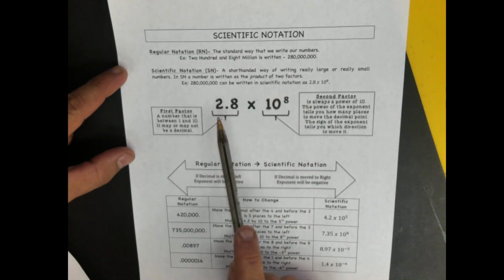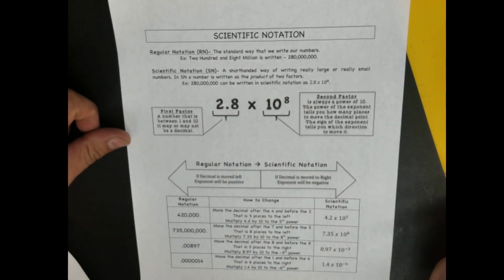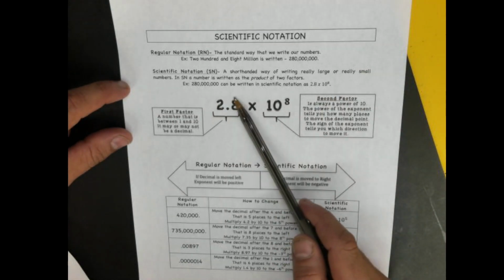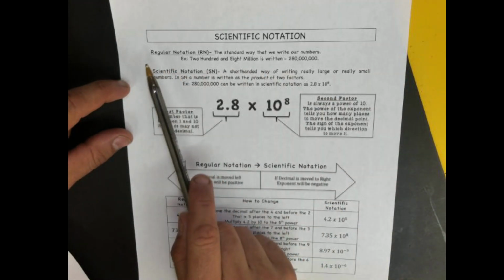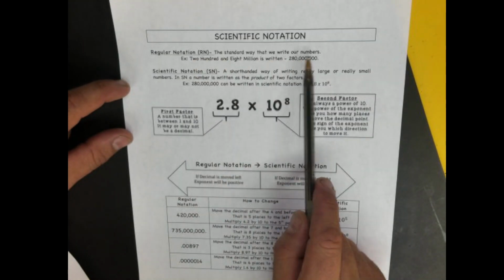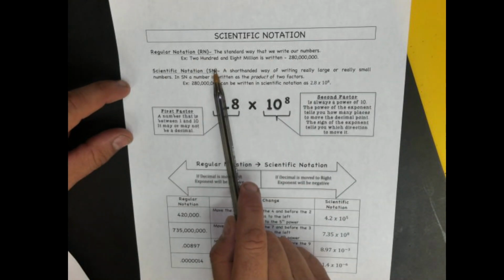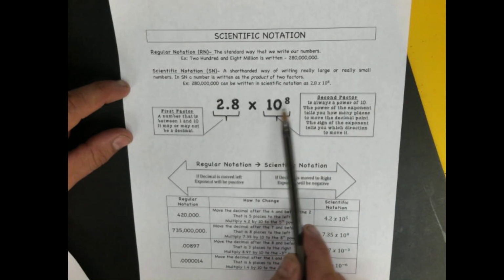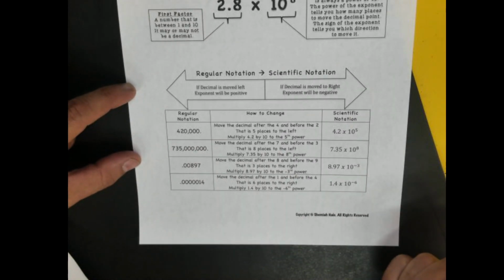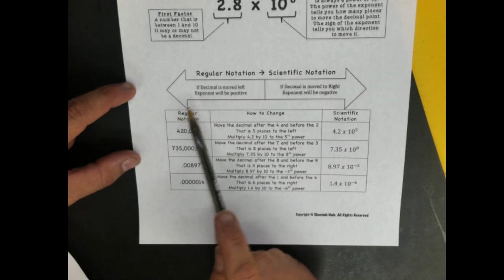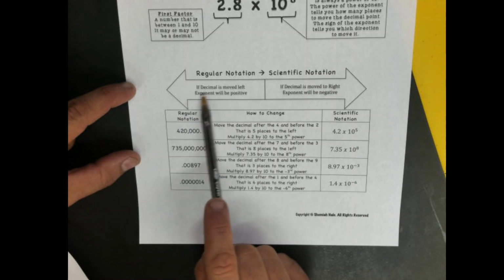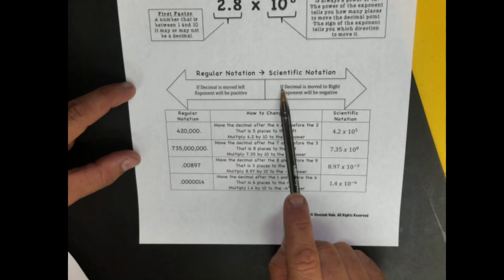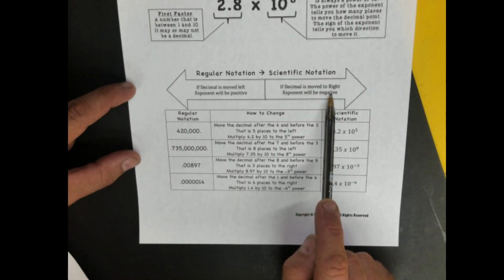The whole idea is we can take really, really big numbers with lots of zeros in them and shrink them down into something smaller. The two are known as regular notation, which is how we normally write numbers, and scientific notation, the way that we write the numbers multiplied by 10 to an exponent. Now, it really comes down to which direction you are going to be moving the decimal. If you remember from today's lesson, if the decimal is moved to the left, the exponent will be positive. If you move the decimal to the right, it will be negative.